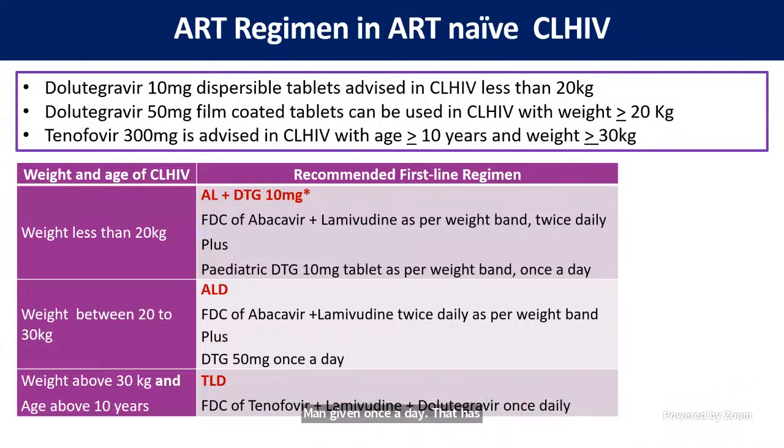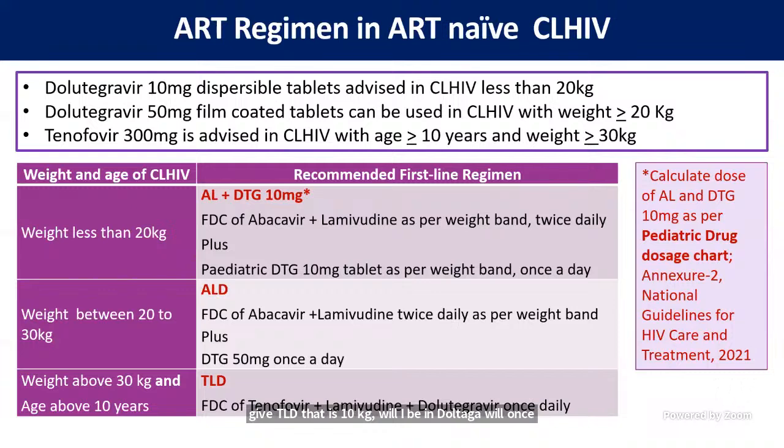Whereas for children between 20 to 30 kgs, you will give ALD, that is abacavir lamivudine twice daily as per the weight band, plus DTG 50 mg once a day. For weight above 30 kgs and age above 10 years, you will give TLD, that is tenofovir lamivudine dolutegravir once daily fixed drug combination.